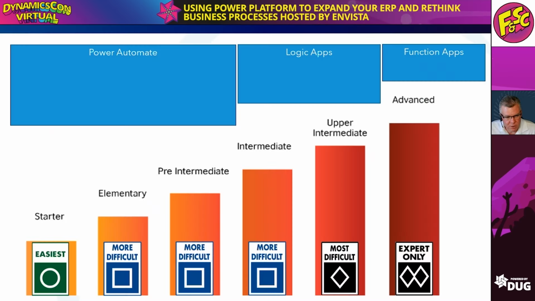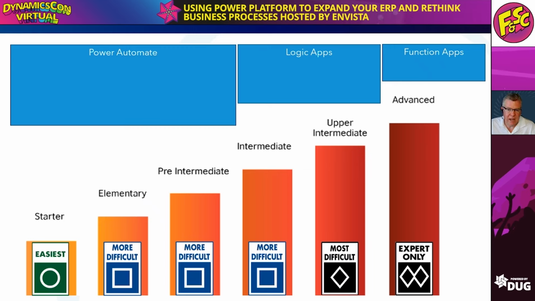I live in Colorado, so I thought it would be useful to throw out some ski difficulty signs to help us understand where we might begin. So Power Automate covers the gamut from easiest to more difficult. Logic Apps cover that gamut from more difficult to most difficult. And Function Apps are really experts only.